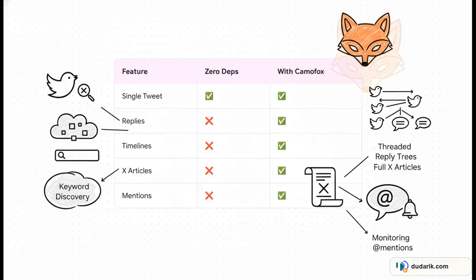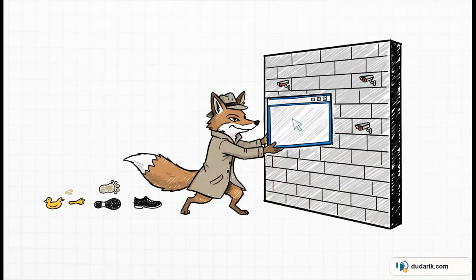But when you're ready to get serious, you can add an optional component called Camofox, and that unlocks the heavy-duty features, grabbing entire user timelines, mapping out complex reply threads, and even monitoring for mentions. So what is this Camofox thing? Think of it like a stealth browser on steroids. It's a highly customized, headless version of Firefox that's designed to mimic a real human user at a very, very deep level. This allows it to fly under the radar and bypass most of those sophisticated anti-bot systems that would normally block your scripts. It's the key that unlocks that next level of data access.